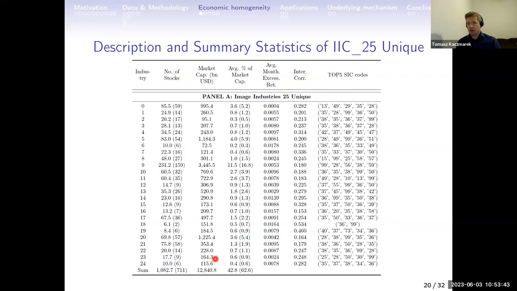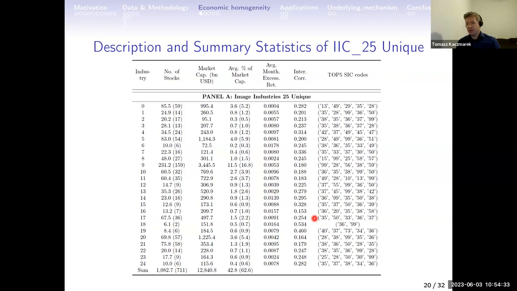So first of all, what we have is a classification of 1,100 companies, and it covers around 43% of the total market capitalization and 63% of our sample. So these are the results that we have. And what we find out with this image industry classification with 25 classes is that the correlation of returns in each class is quite different, and it can be even like 53% in the top industry, but sometimes it can be like 15%.